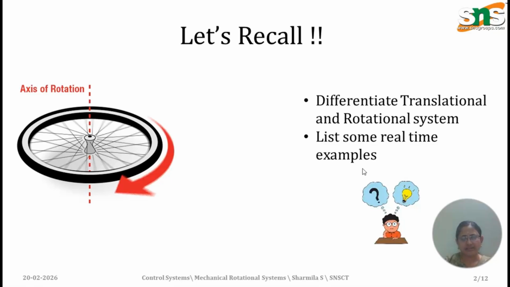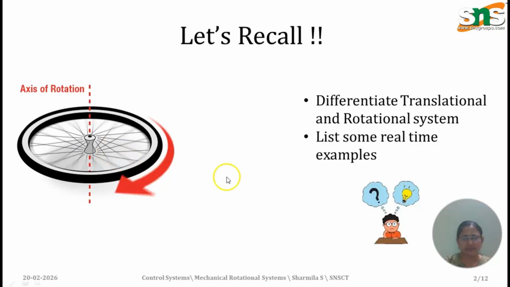In a translational system, we know that motion happens in a straight line. For example, a vehicle moving forward or a piston moving inside a cylinder. But in a rotational system, motion occurs about a fixed axis, for example motor shafts, turbines, generators, flywheels and gear systems. So the key difference is that translational motion is linear motion, while rotational motion is angular motion about an axis.